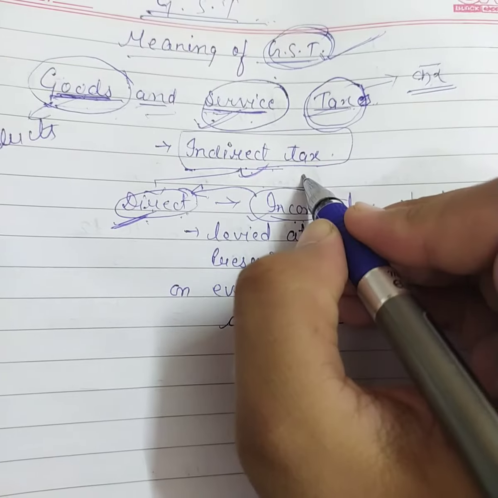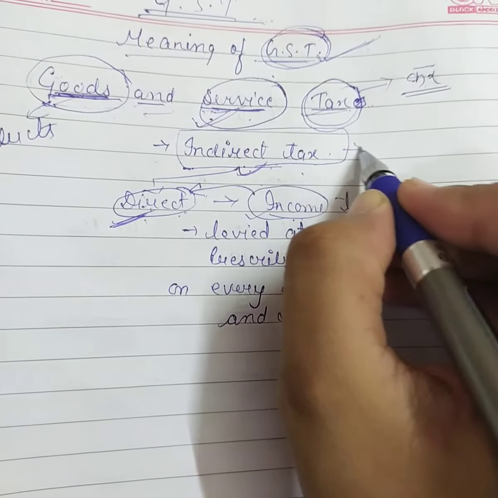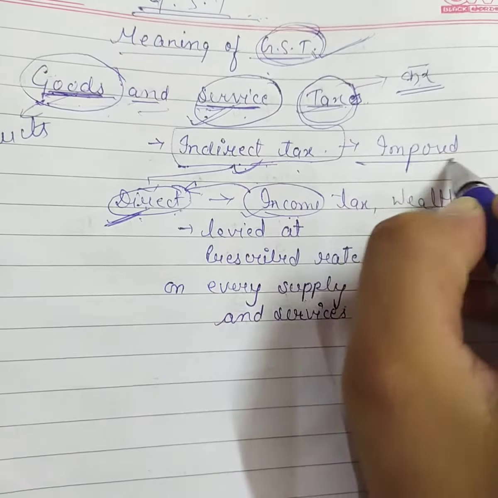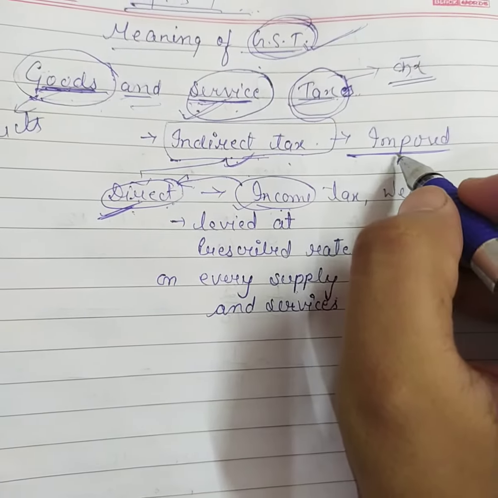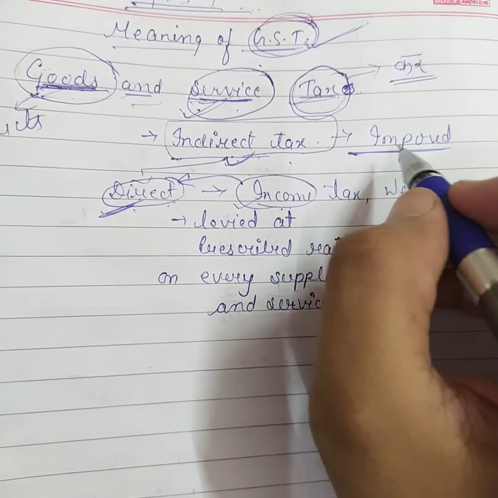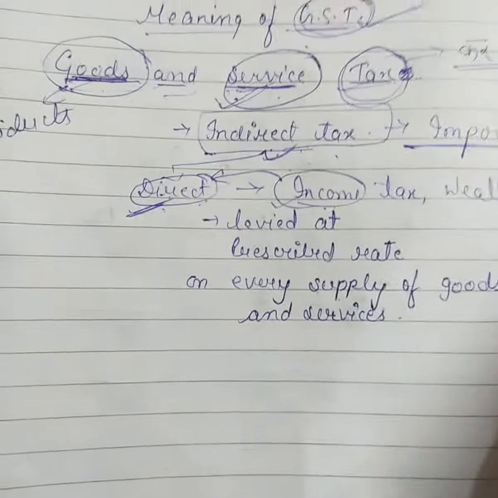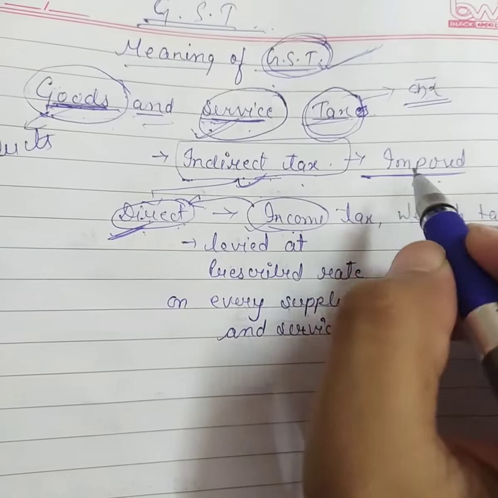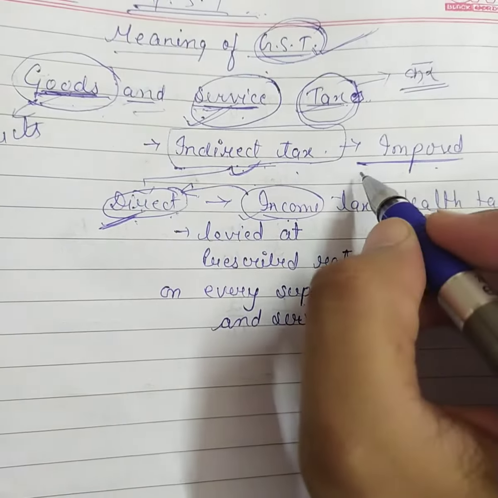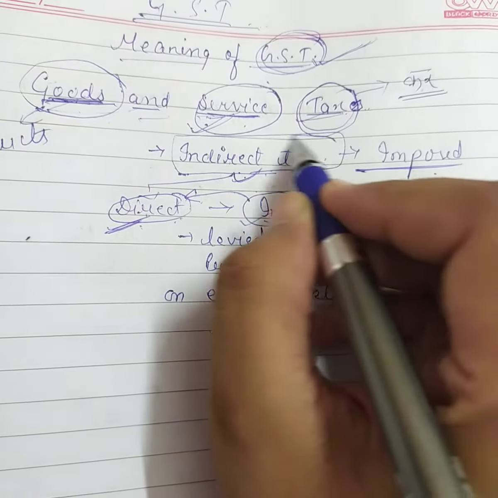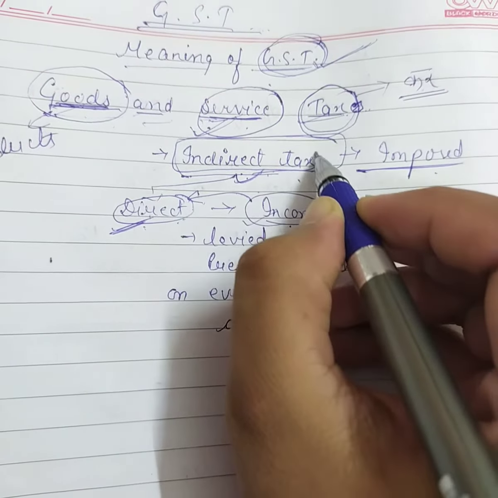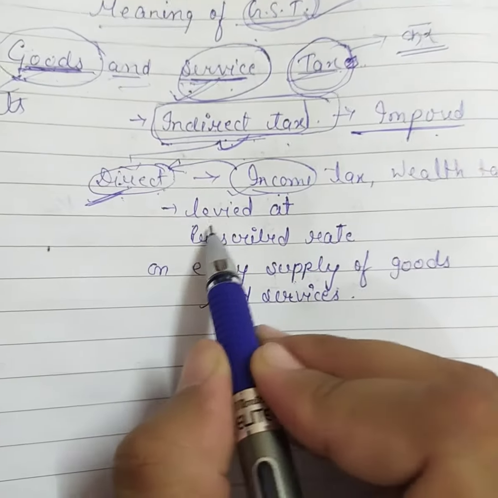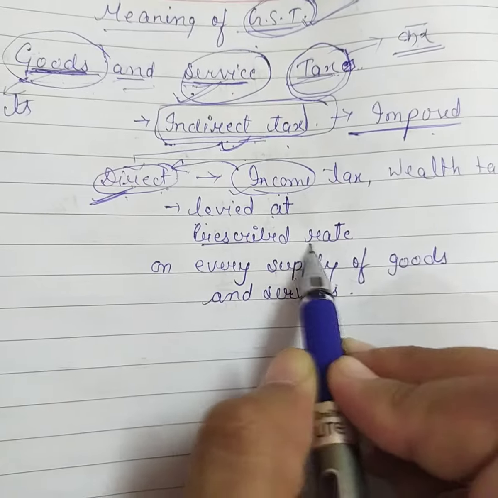Okay, indirect tax is that tax which is imposed on someone and partly or wholly paid by another person. Okay, it is imposed on one person, and wholly or partly paid by another person. That's why it is called indirect tax. Okay, now it is levied at prescribed rate.